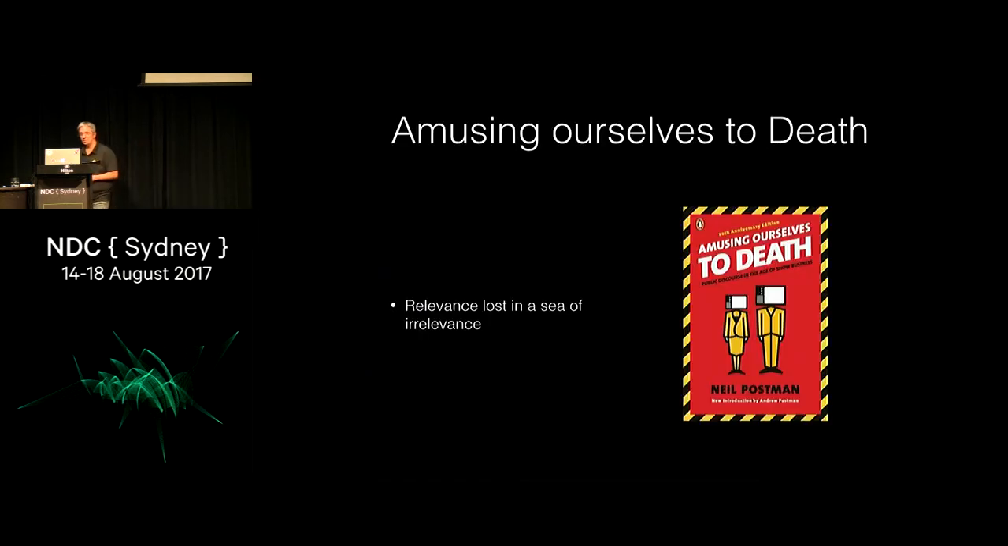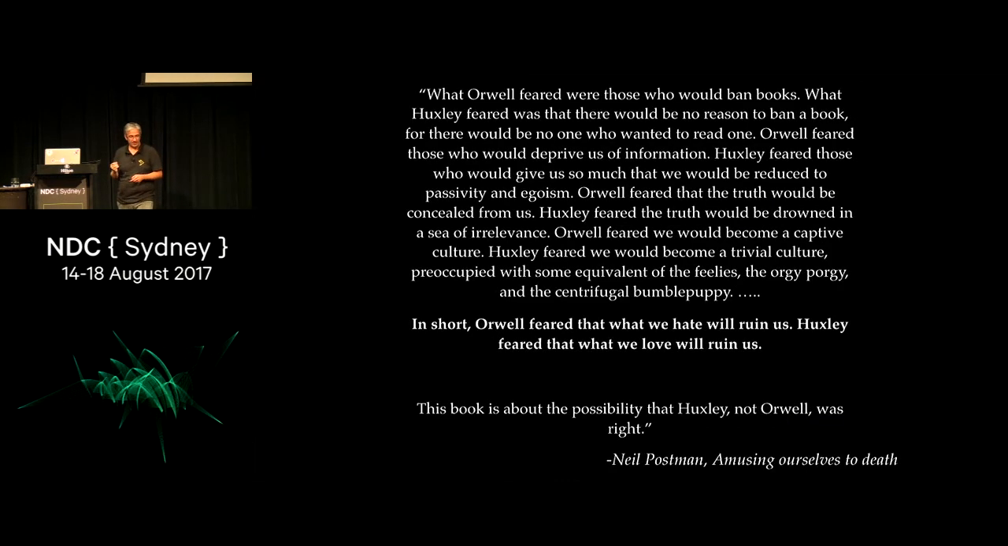And there's another book, by Neil Postman, called Amusing Ourselves to Death. How many of you have read that? Definitely read that book. Neil Postman is talking about the era of television primarily, for the time he wrote this. And this is an extract from the book, which is the only thing I read. He says, what Orwell feared were those who would ban books. What Huxley feared was that there would be no reason to ban a book, for there would be no one who would want to read one. Orwell feared those who would deprive us of information. Huxley feared those who would give us so much information that we would be reduced to passivity and egoism.